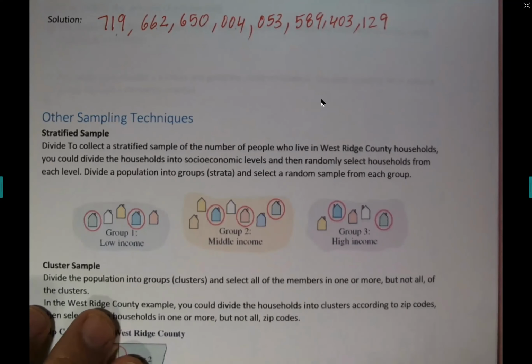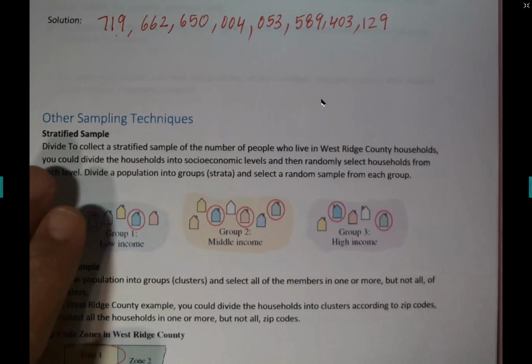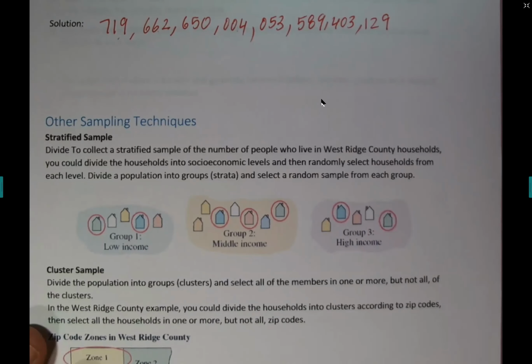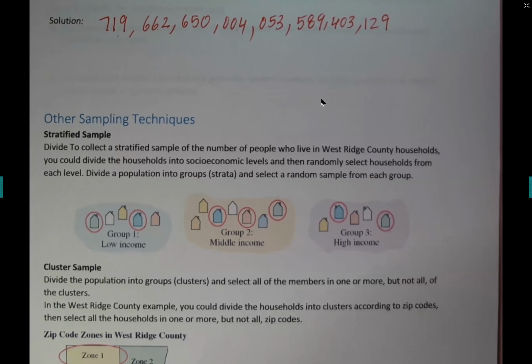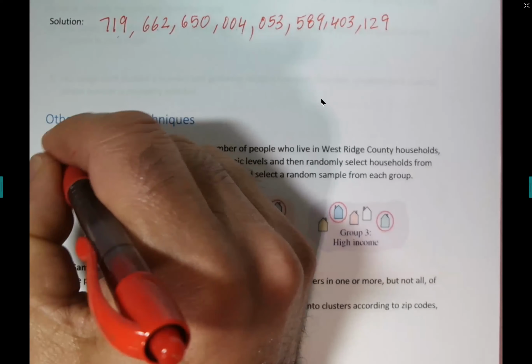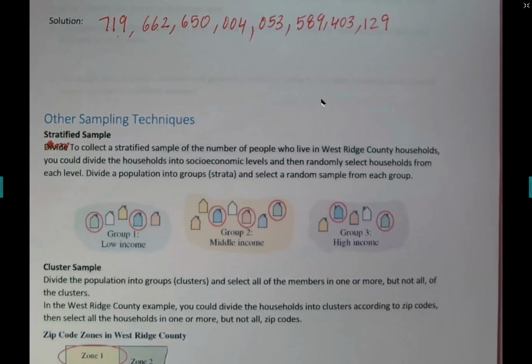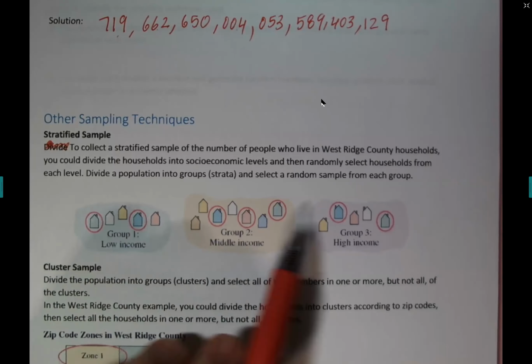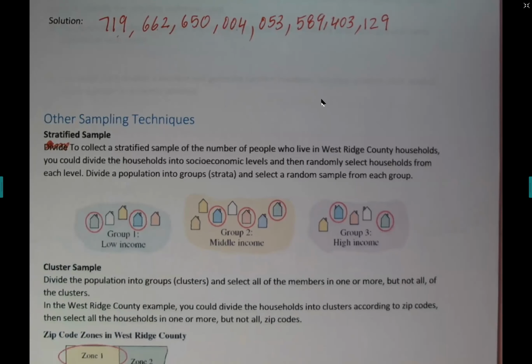So you learned about random sample. That's the first technique. Second technique, guys, is called the stratified sample. To collect a stratified sample of the number of people who live in Westridge, he starts with an example: households. You could divide the households into socioeconomic levels. So you say you have a population. You split up the population into pieces, and then you go and get people from each piece and put them together in one pool to make the sample.